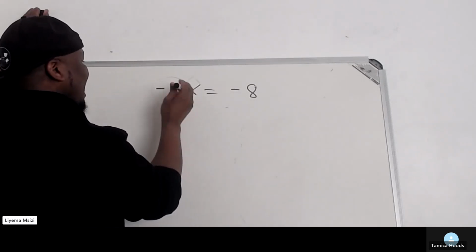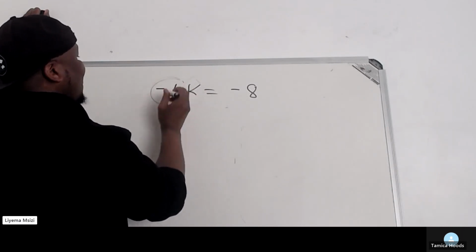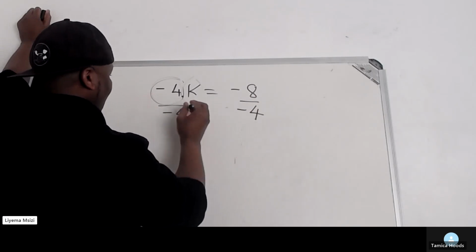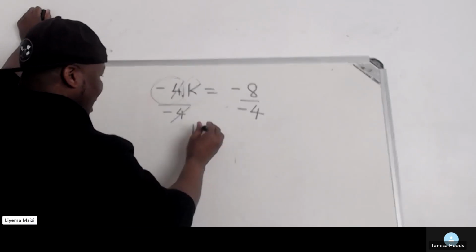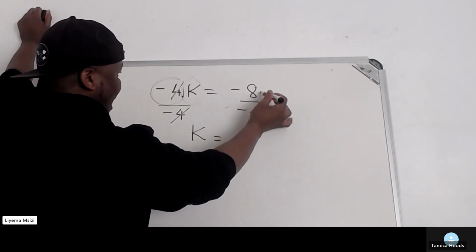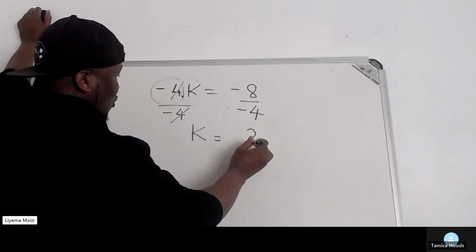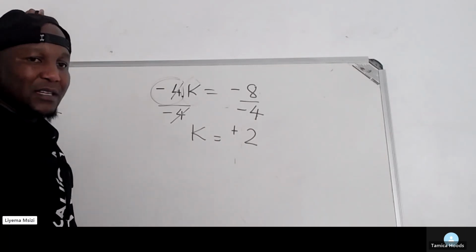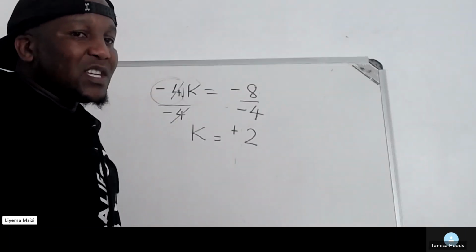So how are we going to get k? We want k, we don't need negative 4, so we're going to divide by negative 4, and divide by negative 4. This and this cancel. So k equals 8 divided by 4, which equals 2. Negative and negative is going to give us plus, so plus 2. Correct? Yes. Okay, let's take more examples.